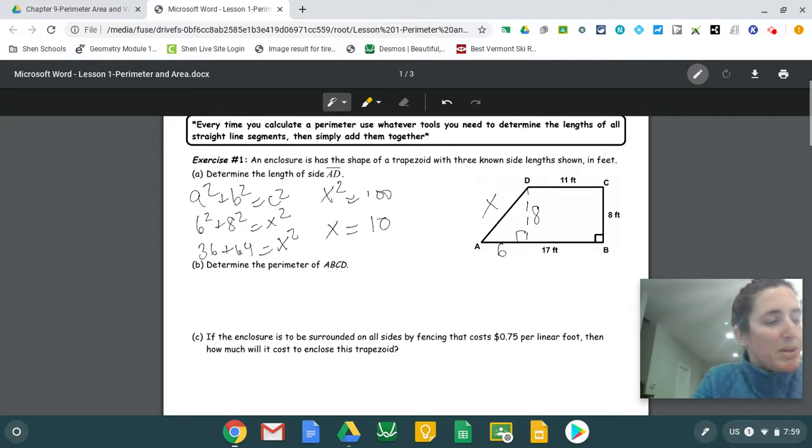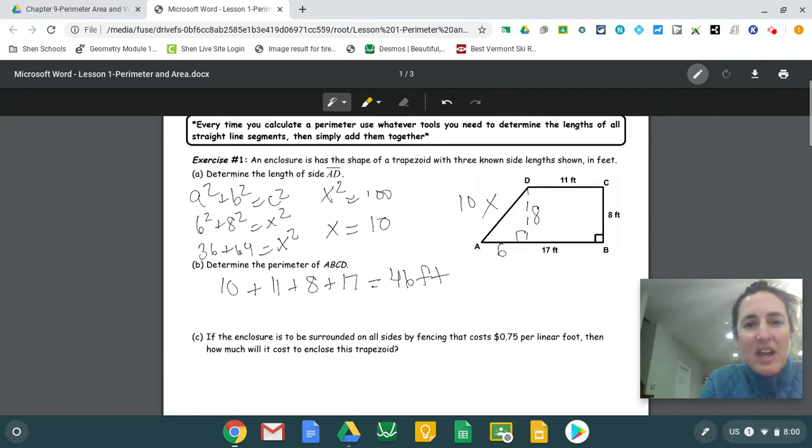It now says determine the perimeter. Okay, to find the perimeter, I now know this guy is 10, so I have 10 plus 11 plus 8 plus that 17. Don't get confused with the 6. That is just this little piece here. 17 was the whole length. We're going to add those all together, and we get 46. And our unit of measurement is feet.